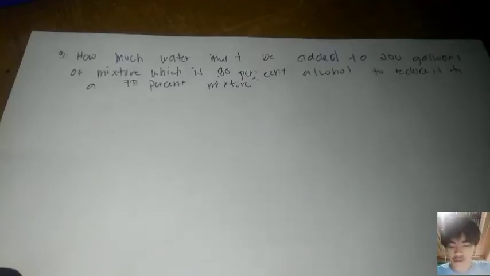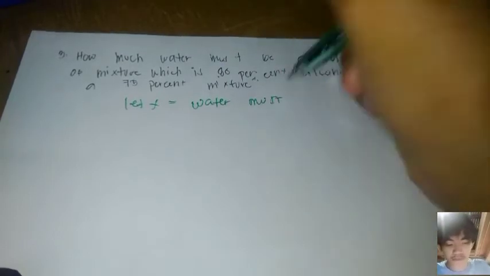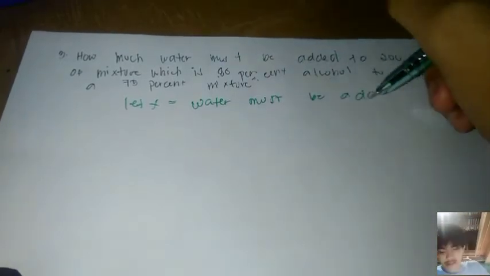We have here: how much water must be added to 200 gallons of mixture, which is 80% alcohol, to reduce it to a 75% mixture. So let x be the water that must be added.